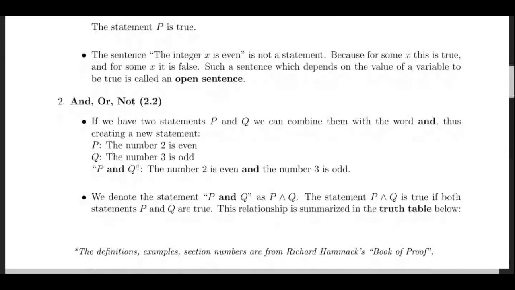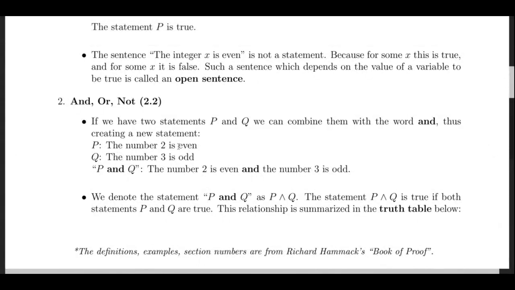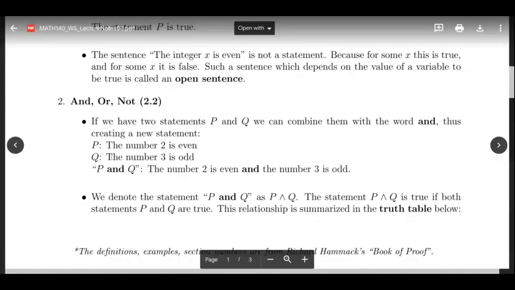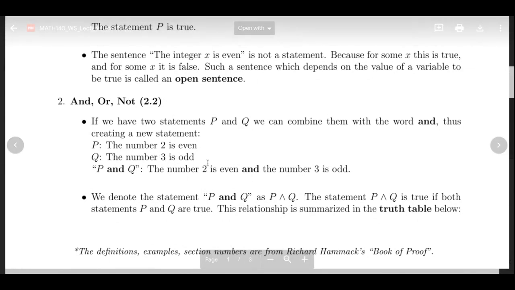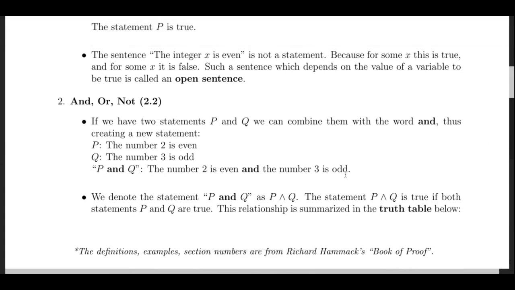So let's see an example. P is the statement "the number 2 is even," which is a true statement. Let's see Q: "the number 3 is odd," also true. So P and Q are both true statements. Then we say P and Q: the number 2 is even and the number 3 is odd. So we can use and to combine those two statements.